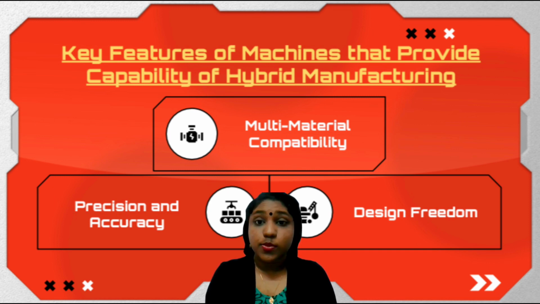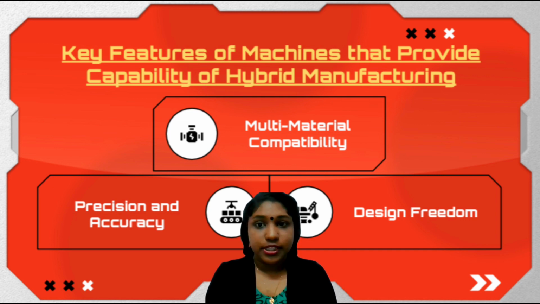Next, precision and accuracy. High accuracy as well as precision are offered by hybrid manufacturing equipment in both subtractive and additive processes. They are made to produce high-quality products with complex geometries. Design freedom. In comparison to conventional manufacturing processes, hybrid manufacturing machines offer more design freedom because they combine additive and subtractive techniques.